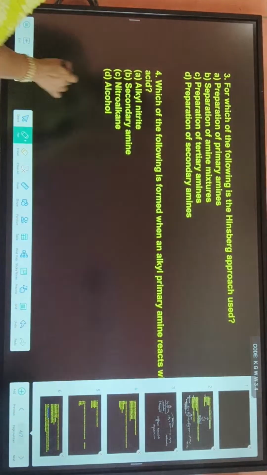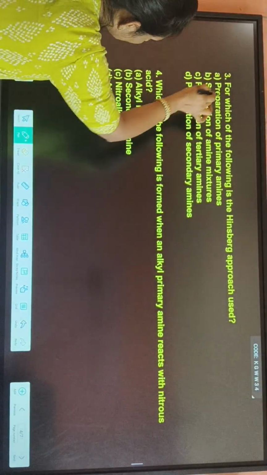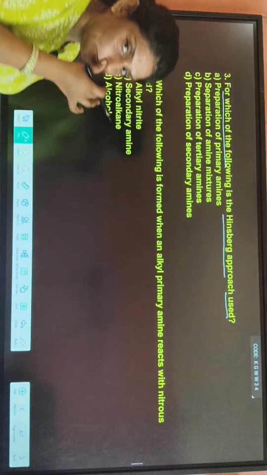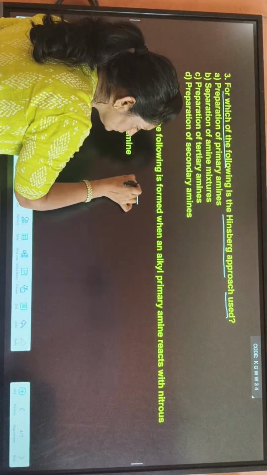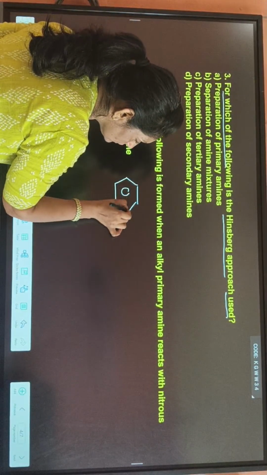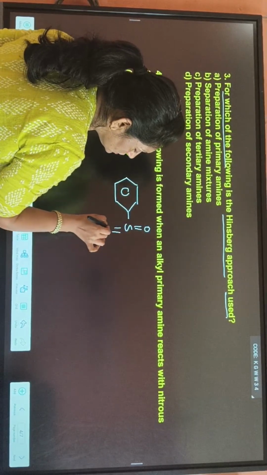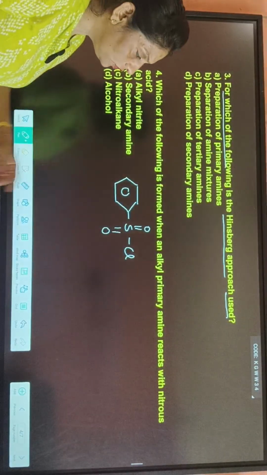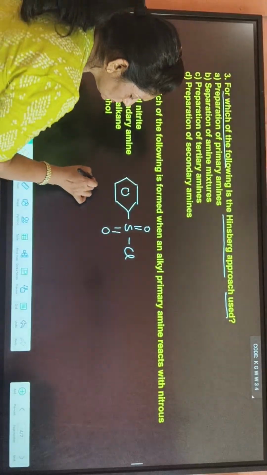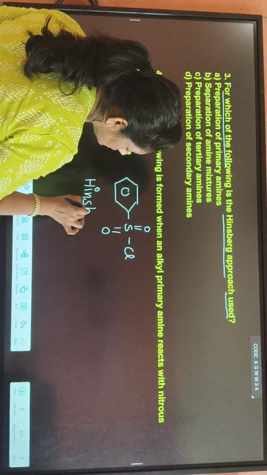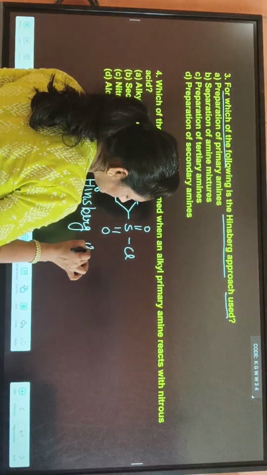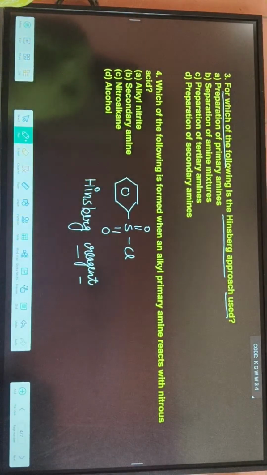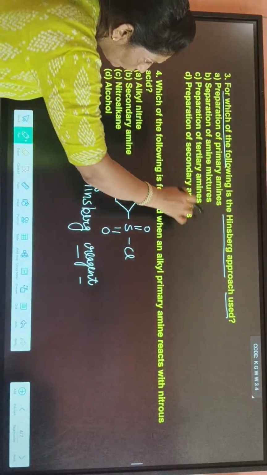Our question number 3, students: for which of the following is the Hinsberg reagent used? Students, the Hinsberg reagent is benzene sulfonyl chloride. This one is the Hinsberg reagent.